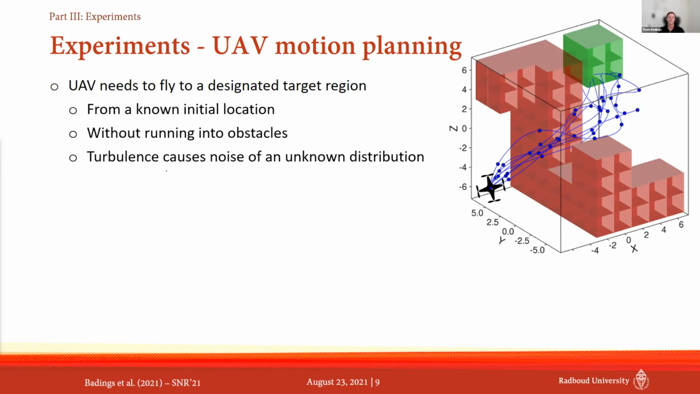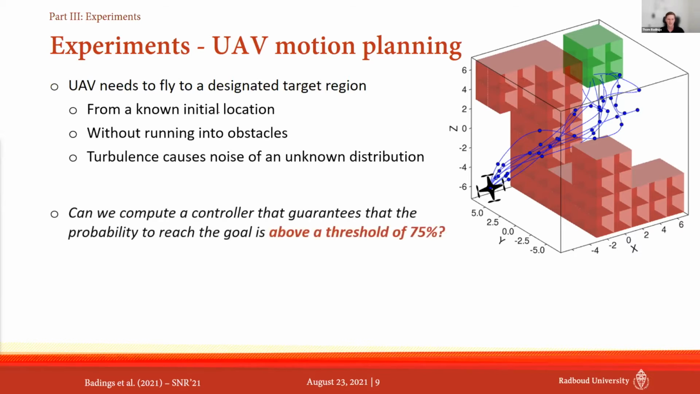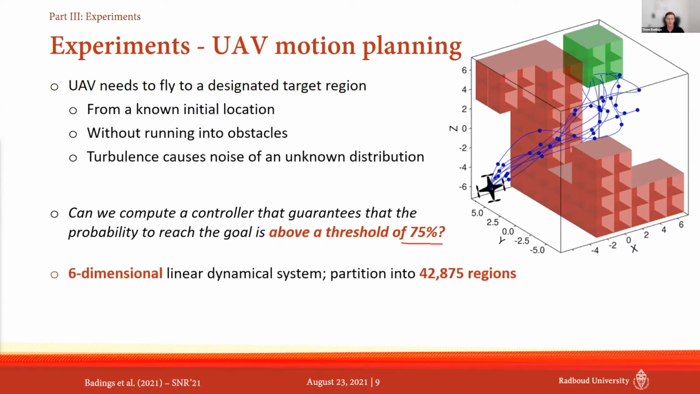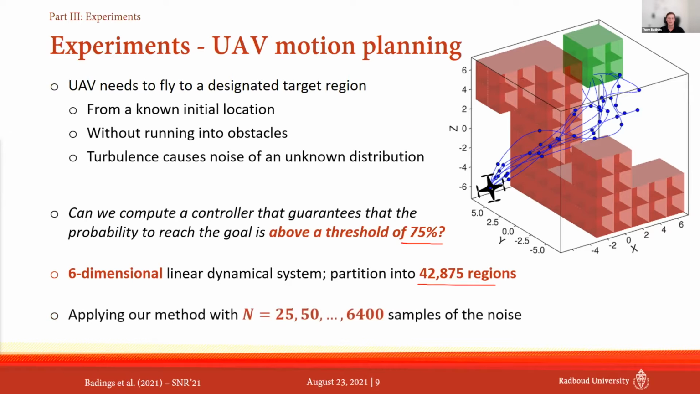And we consider turbulence as an uncertain factor that affects the state of the system. The main question is then, can we compute a controller that guarantees that the probability to reach the goal is above 75%? And the 75% is really a design parameter which can easily be changed if necessary. We can model this system as a 6-dimensional system, and we create a partition into around 43,000 regions, and we apply our method with increasingly more samples of the noise to iteratively improve the quality of the abstraction.